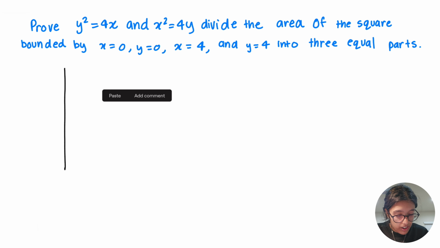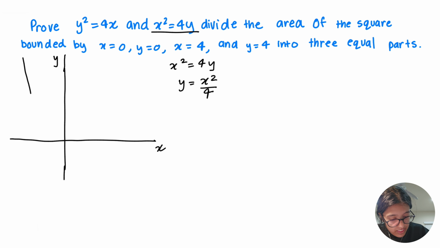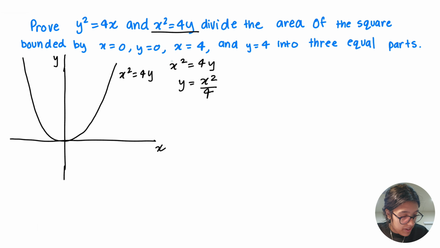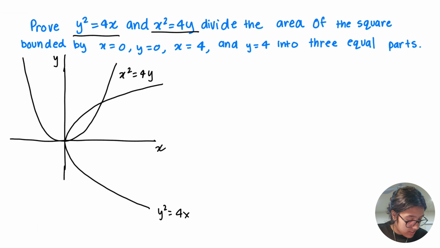I'm going to start off with our axes. And I'm going to draw this function first because I know that x squared equals 4y is just y equals x squared over 4. And that looks something like this. So this is x squared is equal to 4y. And now let's draw this graph right over here. I know this is going to be a sideways parabola, opening up something like that. All right, that is y squared is equal to 4x.